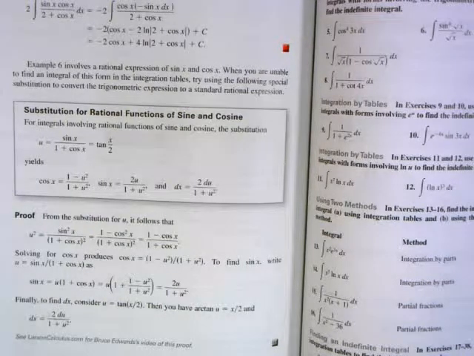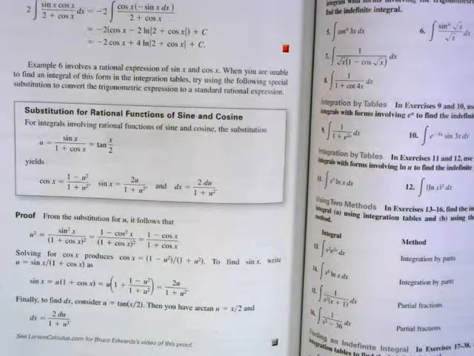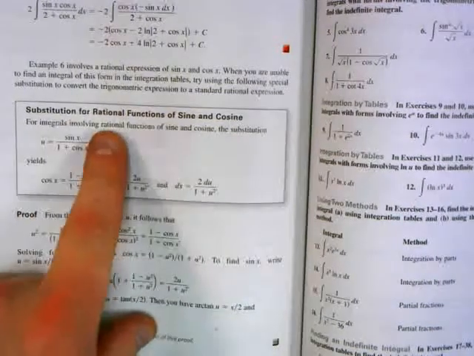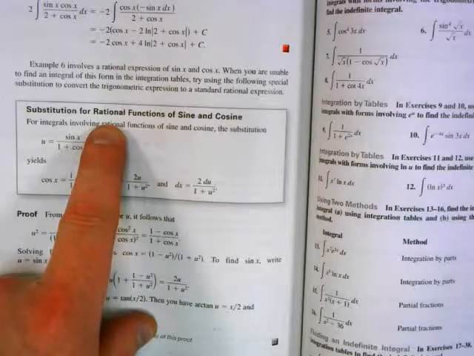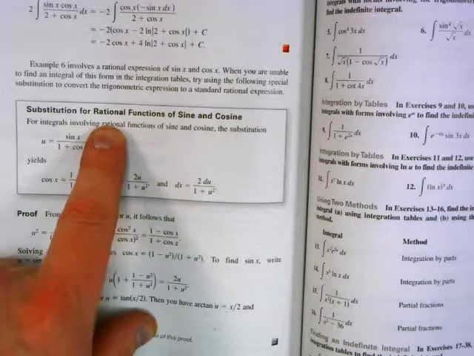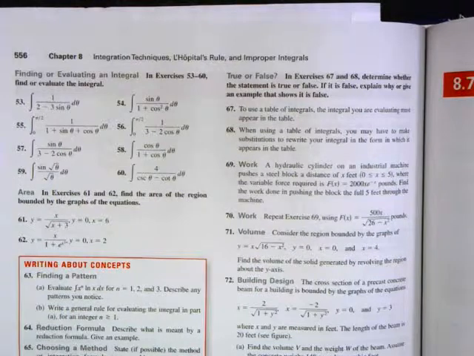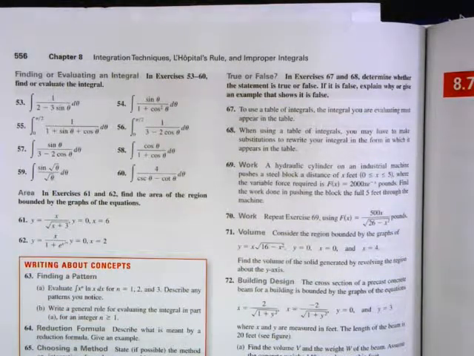What are rational functions of sine and cosine? Rational does not mean root. What does the word rational mean? In a math class, rational means fraction. Rational means ratio. So what you're going to be looking at are problems like this, where you have fractions, and your fractions involve sines and cosines. So let's work through one of those.